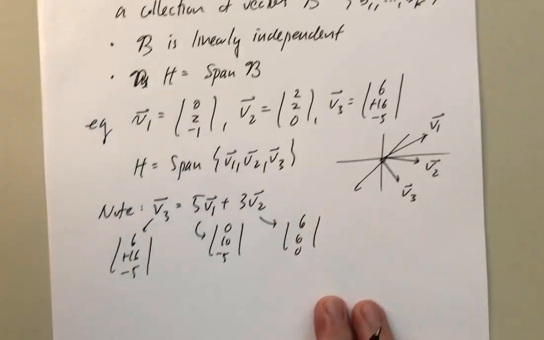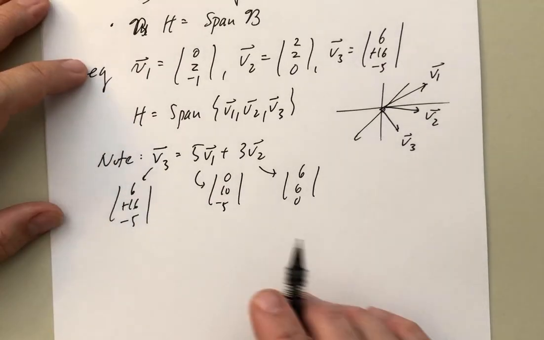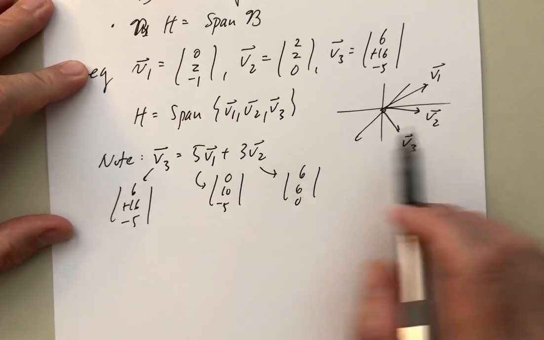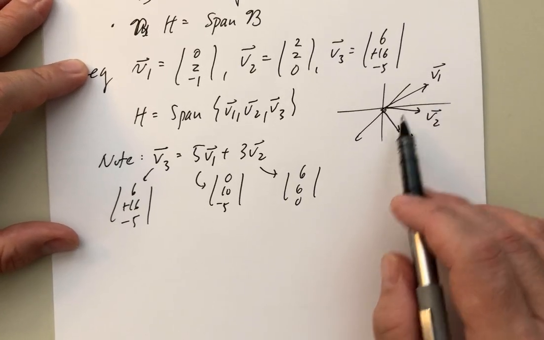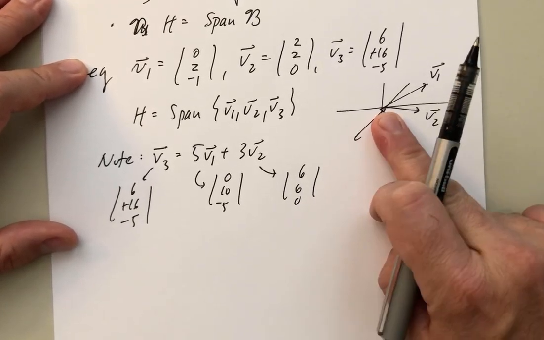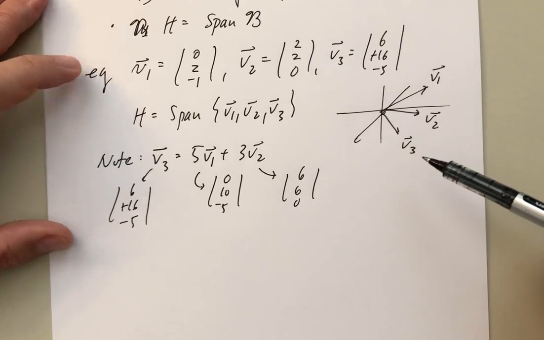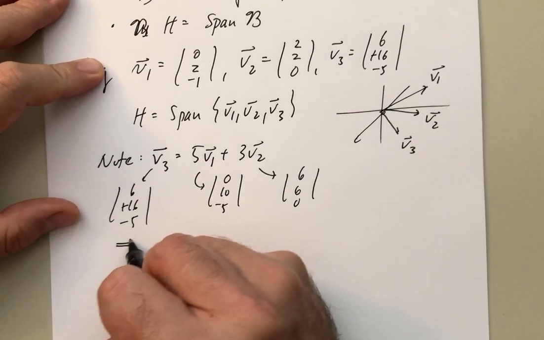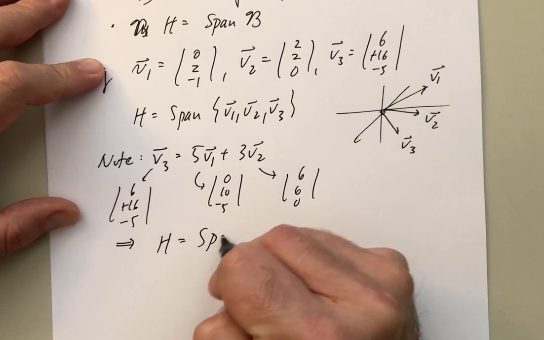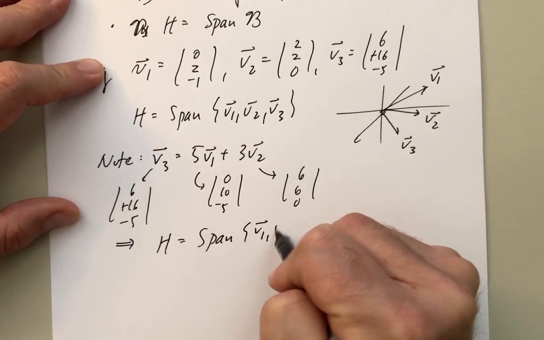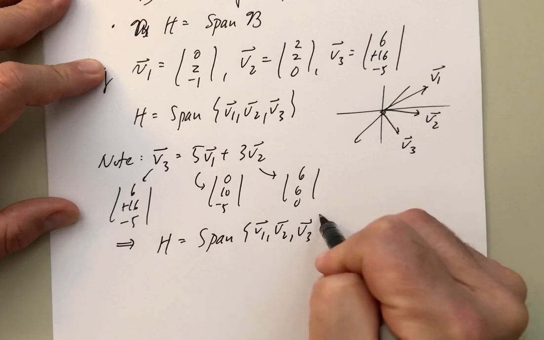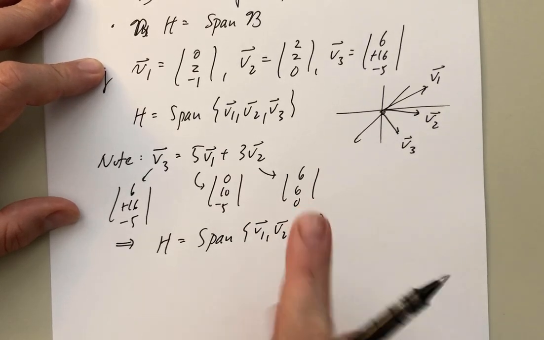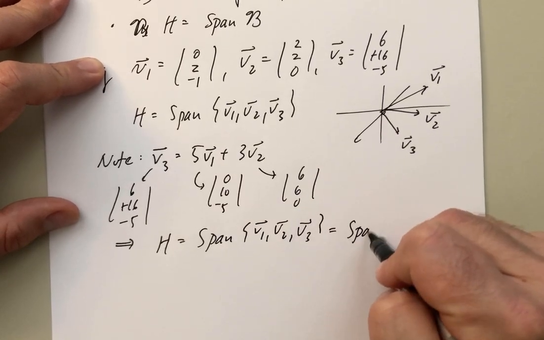Yeah, right. Okay, so what this is saying is that this vector V3 is already in the span, it's already a linear combination of these two vectors V1 and V2. I can achieve V3 as a linear combination of these other two. So in other words, if I look at H, which was the span of V1, V2, V3, I didn't actually need V3 to make that span. This is actually equal to the span of just the first two.